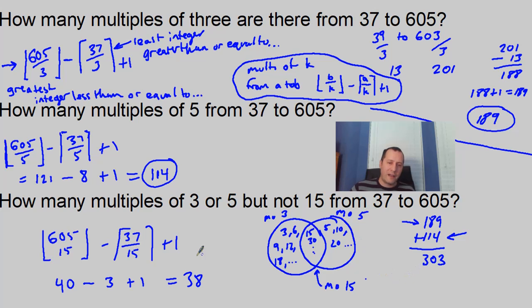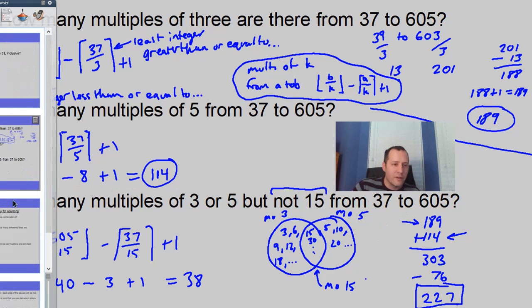So we have to subtract them. We actually want to subtract them out twice because it says but not 15. We don't want them at all. So we're going to subtract out 38 times 2, which is actually 76 from this. And that's going to give us, what, 227, I think. And that's our correct answer here. So that's the answer to that last question there.